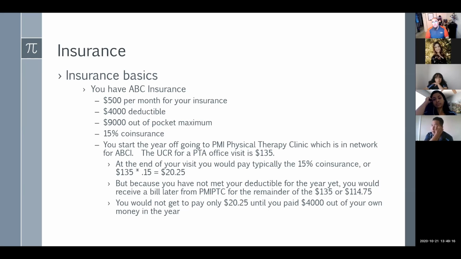Well, great. At the end of your visit, you will typically have to pay about 15% of that as co-insurance, or about $20.25, if you've met your deductible. But because you haven't met your deductible yet, you have to pay the full amount. You'll have to pay that whole $135 until you hit that $4,000. And then once you hit the $4,000, you only have to pay your co-insurance. So it takes a little while to get to co-insurance, right?